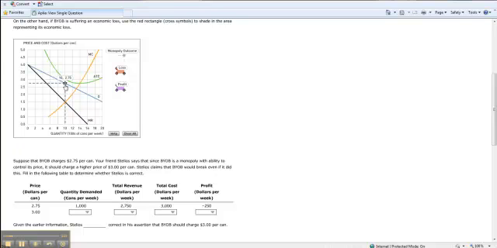Now, the problem that we get into in this particular case is that the average total cost curve is actually above the demand curve, which means that the costs that this firm is incurring are actually greater than the price it is receiving, which means that it is going to be making an economic loss.